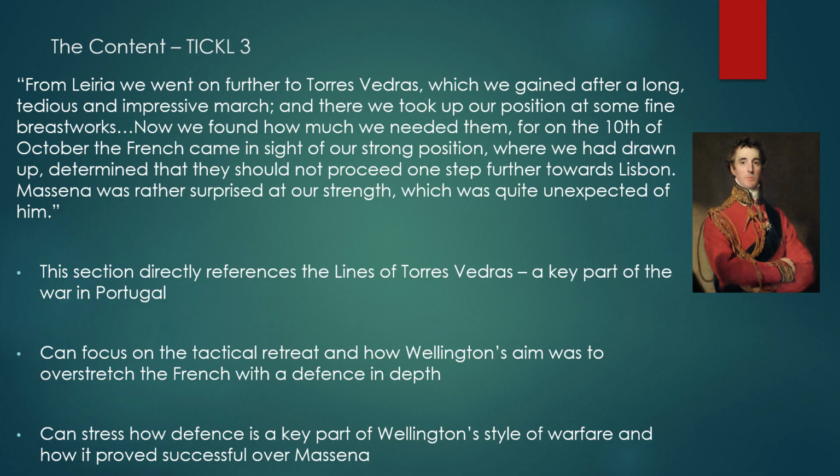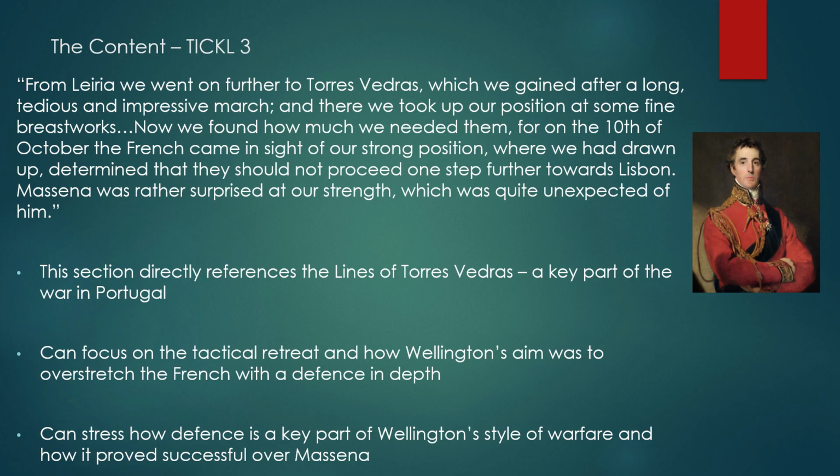And the third and final tickle I'll give to you is Torres Vedras itself. It is quite rightly mentioned there. They make it there after a tedious, impressive march, and they take up positions on some fine breastworks. These breastworks are the three line structure you should remember me having talked about. There are three sections of trench lines and redoubts that were perfectly built to defend against the French attack. And so you can focus on that as a key warfare tactic as well, which is Wellington's defence in depth, using the 30 plus miles of distance that Torres Vedras provides him and his men to draw out Massena and weaken his troops.